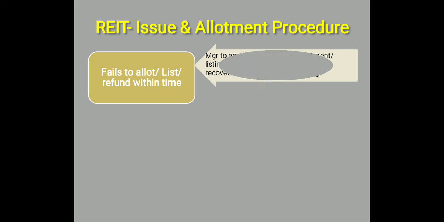Now what happens when the manager fails to allot units and fails to comply with the aforesaid provisions? That is, either he fails to allot the units of REIT, fails in listing within the prescribed time frame on the designated stock exchange, or fails to refund the money within the stipulated time frame. Then in such cases, the manager shall pay interest to the unit holders at 15% per annum till such allotment, listing, refund, and such interest shall not be recovered in the form of fees or any other form payable to the manager by REIT.